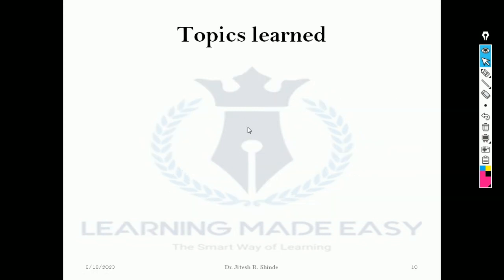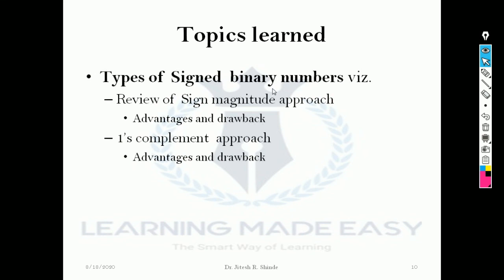Thus in this session we have learned the types of signed binary numbers, that is, we have seen the sign magnitude approach, the one's complement approach and the two's complement approach. We also saw a brief review of the sign magnitude approach. In detail in this session we have seen the one's complement approach, its advantages and drawbacks.